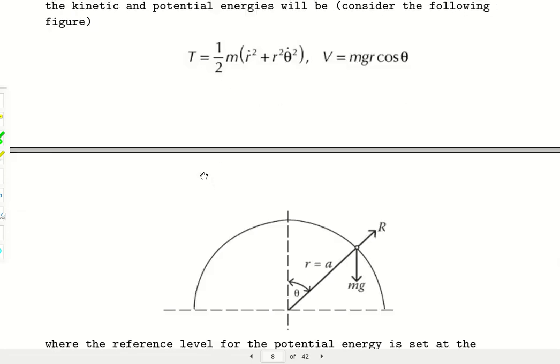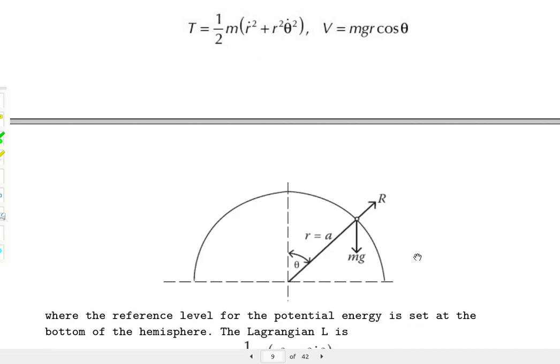So first we consider this picture. In the hemispherical bowl, a particle of mass m is slipping, and for the slip, the angle theta, the polar angle, is increasing.